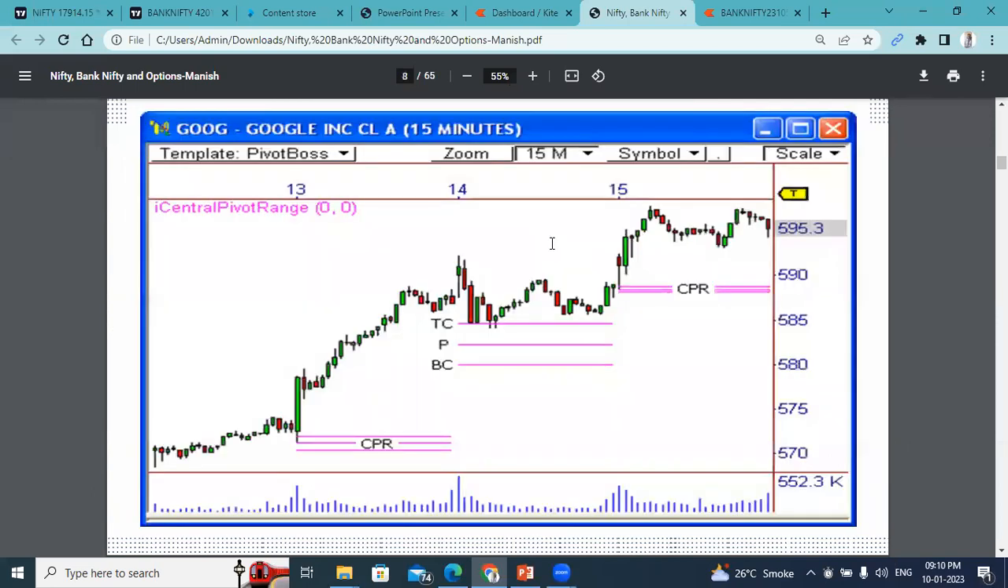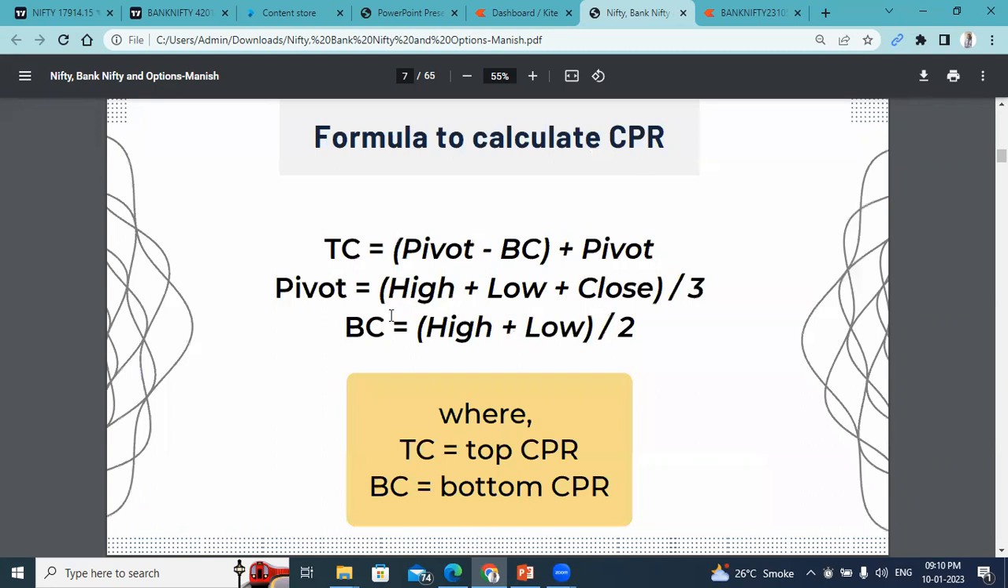Now, in order to calculate CPR line values, we will use previous trading session data. We will use the previous day's data. So take for example, tomorrow is Wednesday. If I have to calculate CPR for Wednesday, I will use Tuesday's trading session data to come up with CPR for Wednesday. So which data will we use? We will use previous day high, previous day low, and previous day close. So I need these three data points: PDH, PDL, and previous day close.